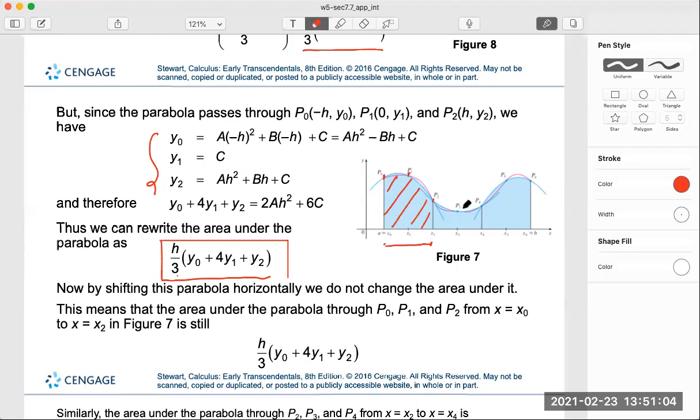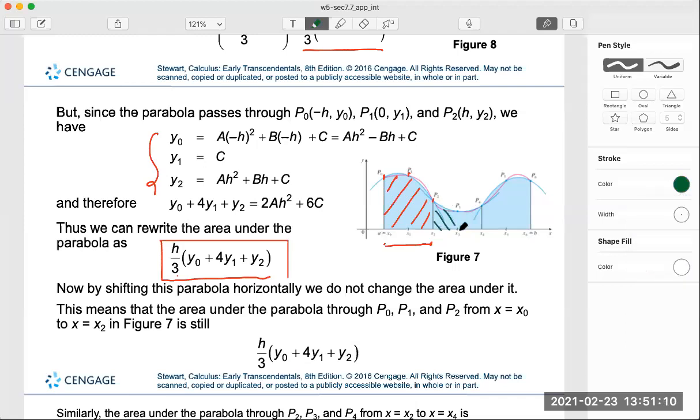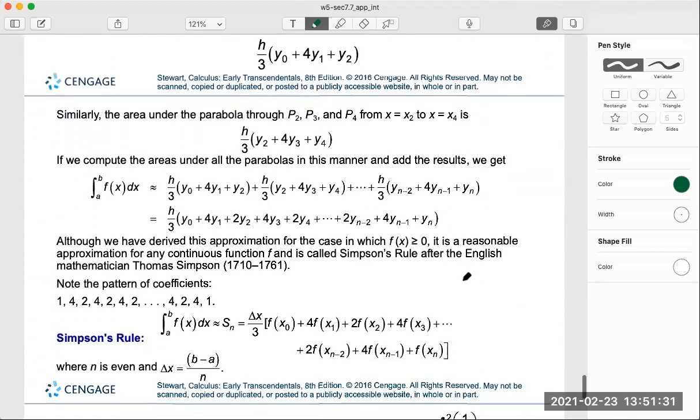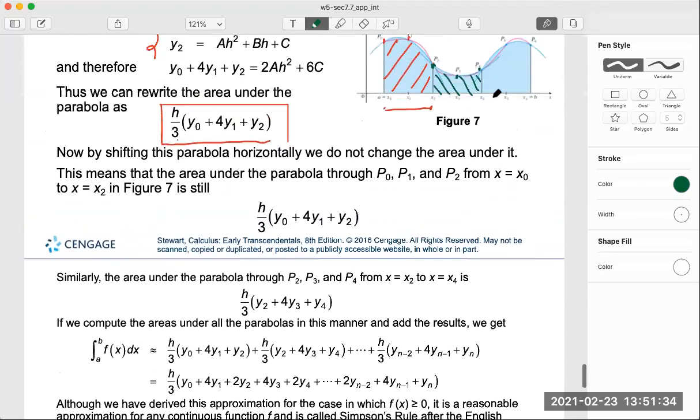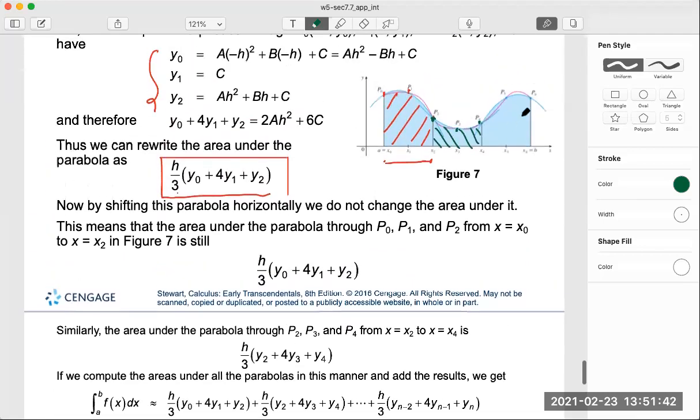The same story, we can find the area of this piece using the same formula, which is h over 3, but now y0 is this point, y1 will be the second point, and y2 will be the third point here, right? Just apply the formula. So anyways, we can write it in detail, and the integral from a to b of f(x) dx here can be approximated by the sum of these areas.